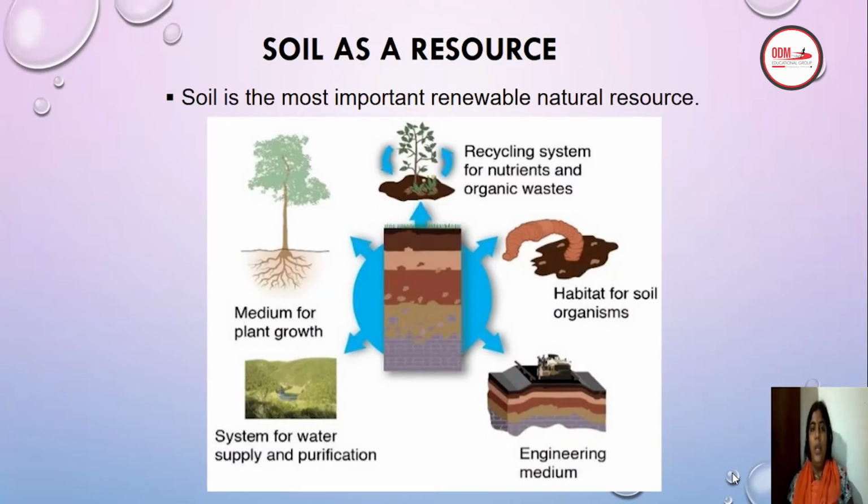See, soil. Now, soil as a resource. Soil is the most important renewable natural resource, and here I tried to show you various uses that we have of soil. Soil is a medium for plant growth. Soil recycles the nutrients and organic waste. Soil is the habitat for soil organisms. It is also an engineering medium for human beings, and it is also a system for water supply and purification.